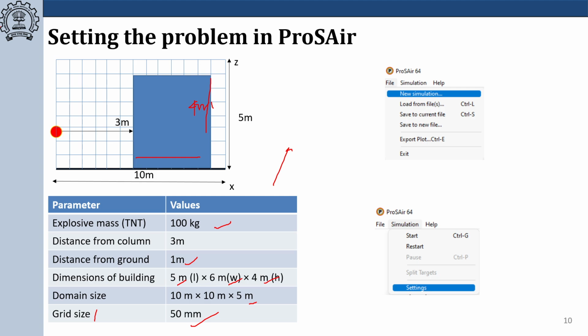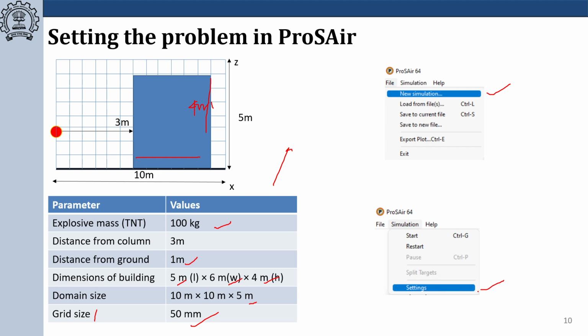So when you install ProSAir, first you have to go to File and New Simulation. Always go to New Simulation, unless you want to use your old simulations. After selecting that option, go to the simulation part, where the simulation options will open, settings. Unless you use the new simulation or load from a file, this won't be available. And after selecting the new simulation option, the simulation option opens, where you have to go to the settings file.